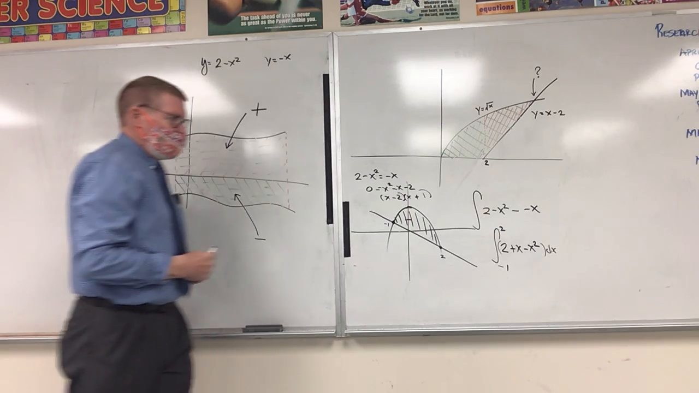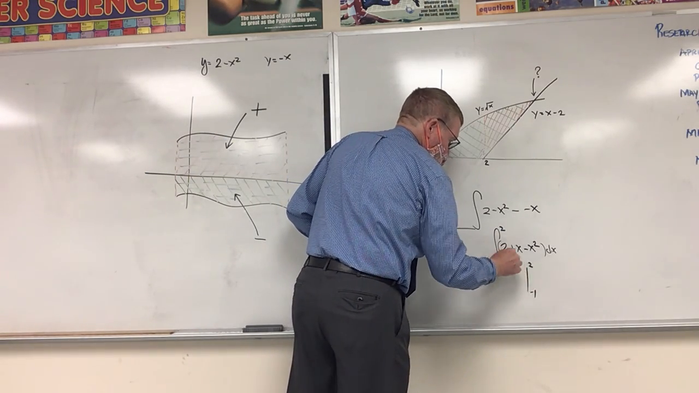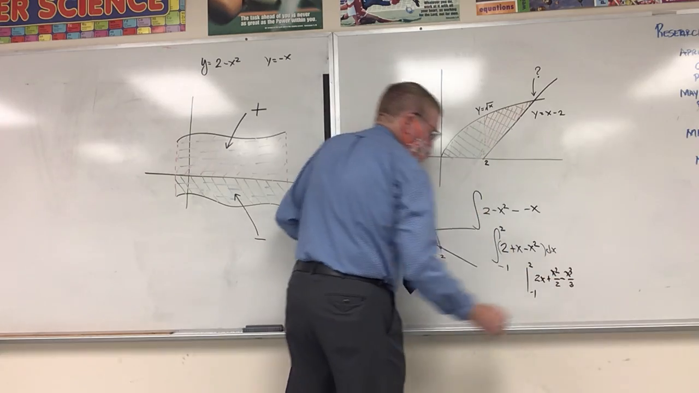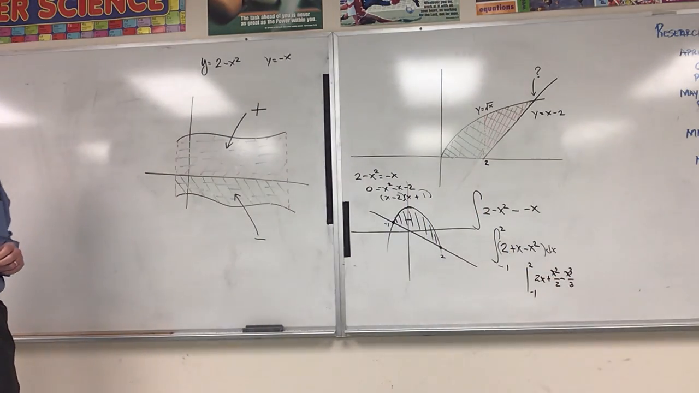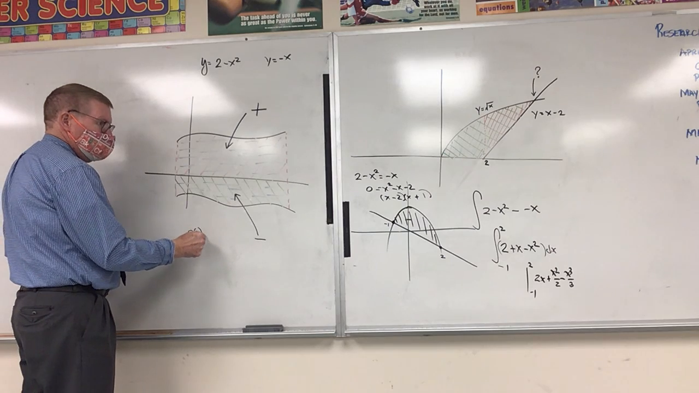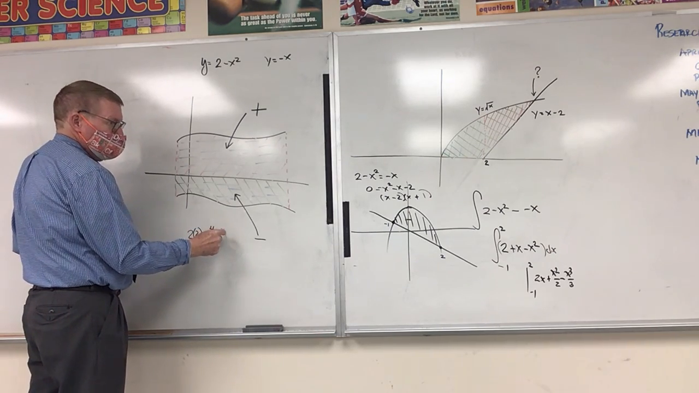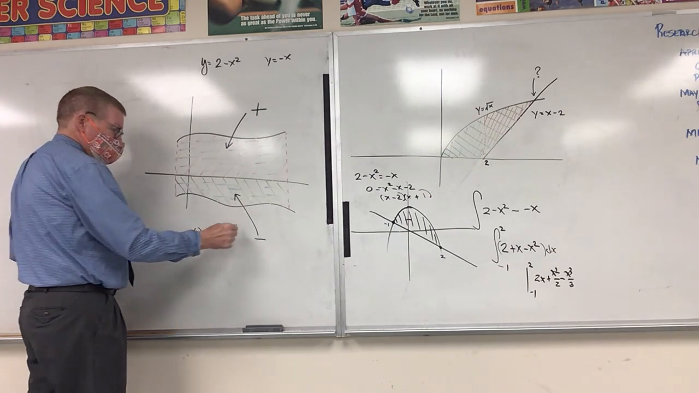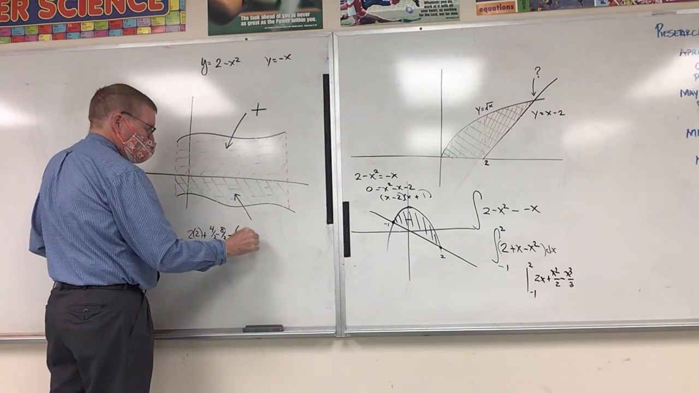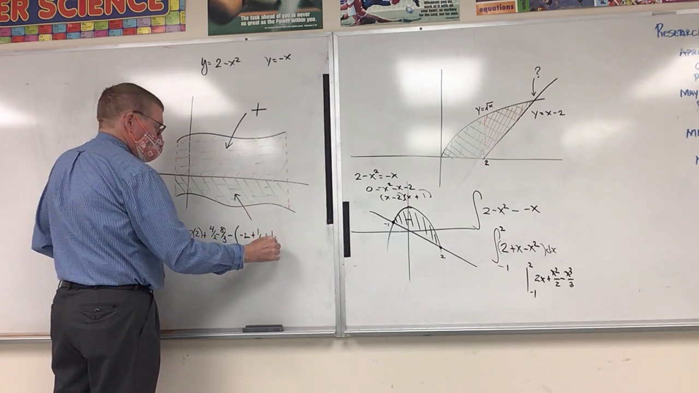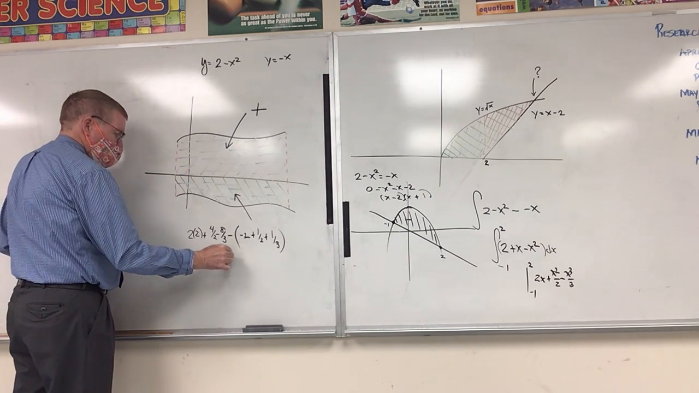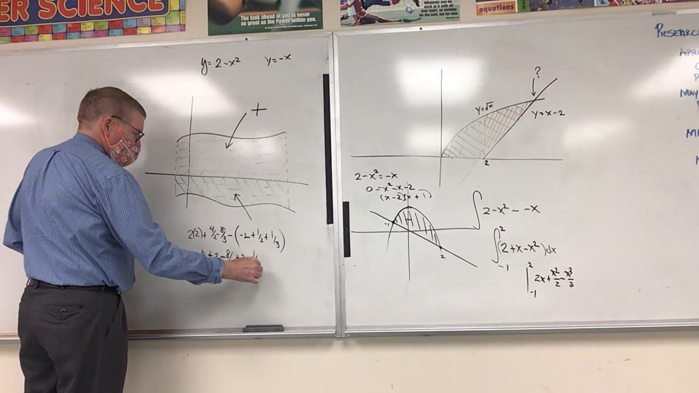And I take my antiderivative, from negative 1 to 2 of 2x plus x squared over 2 minus x cubed over 3. When I plug that in, that's going to be 2 times 2 plus 4 over 2 minus 8 over 3, minus, then you put the negative 1 in, negative 2 plus 1/2 plus 1/3. So that's 4 plus 2 minus 8/3 plus 2 minus 1/2 minus 1/3.